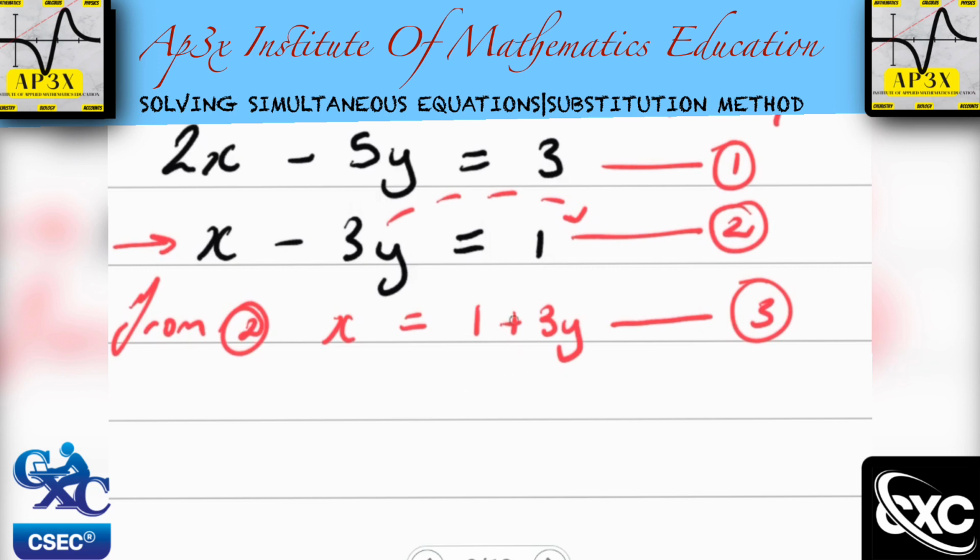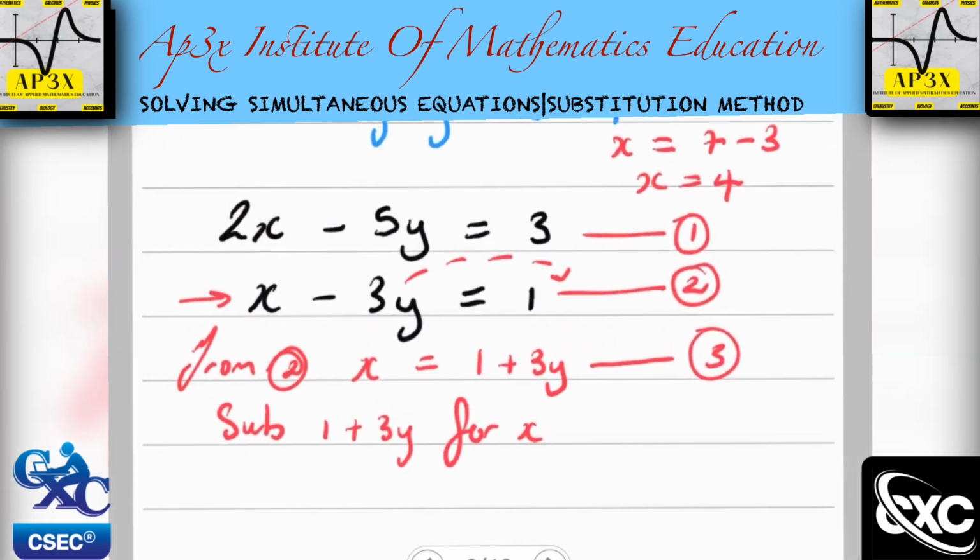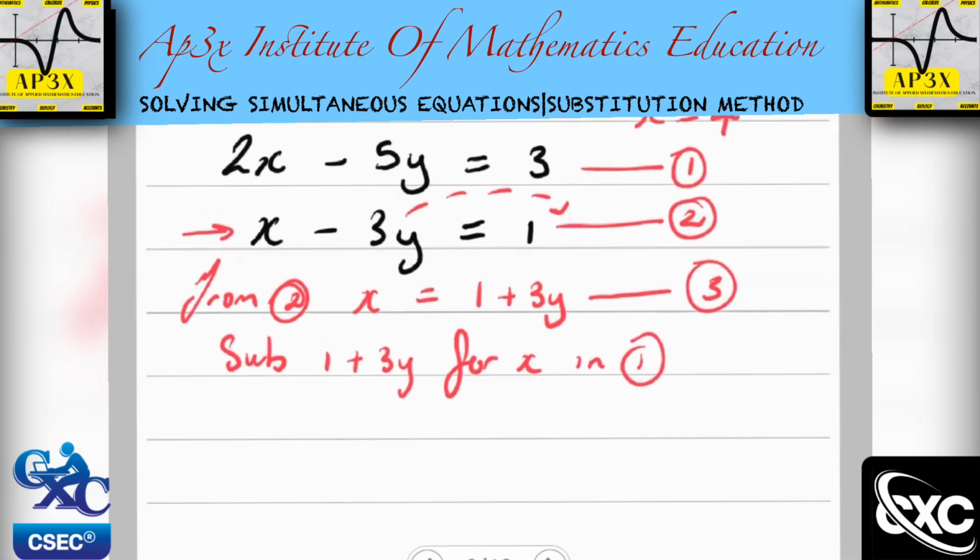Then I'm going to substitute the value of y in here to get x. Now I'm therefore going to substitute now. I'm going to sub 1 plus 3y for x. And of course I'm going to be using equation 1 because it is equation 2 that was used to create equation 3. So the substitution has to be made in equation 1. So here, 4x in equation 1. So let's go ahead and do just that.